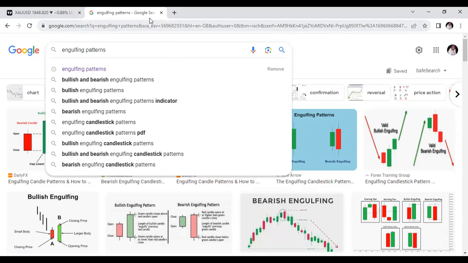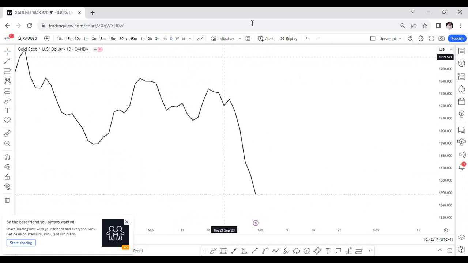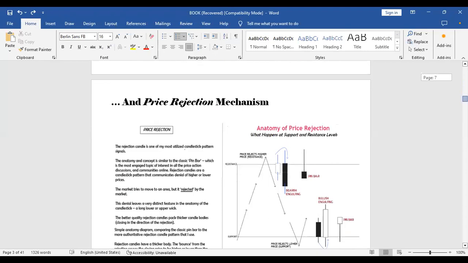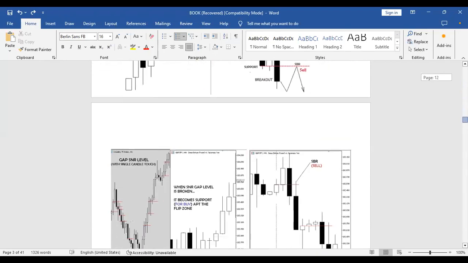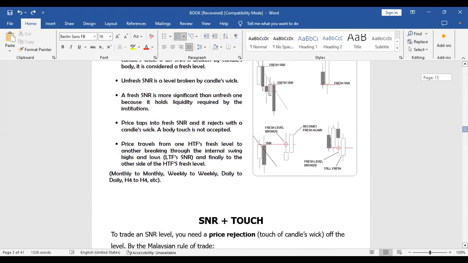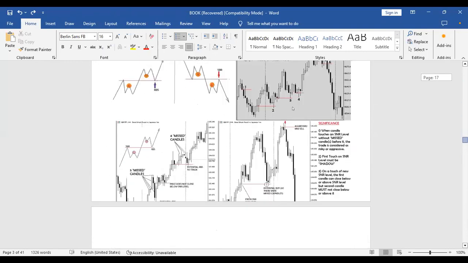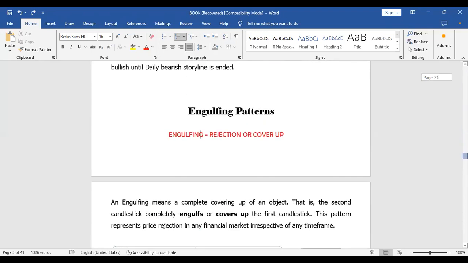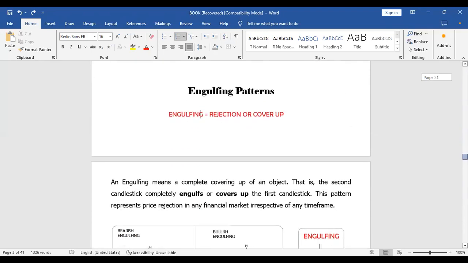All right. So I'll be going through the manual. Use the manual as a guide to explain engulfing for you. We'll be able to cover this area: touch, miss, the rest of them, confirmation, and the engulfing patterns.